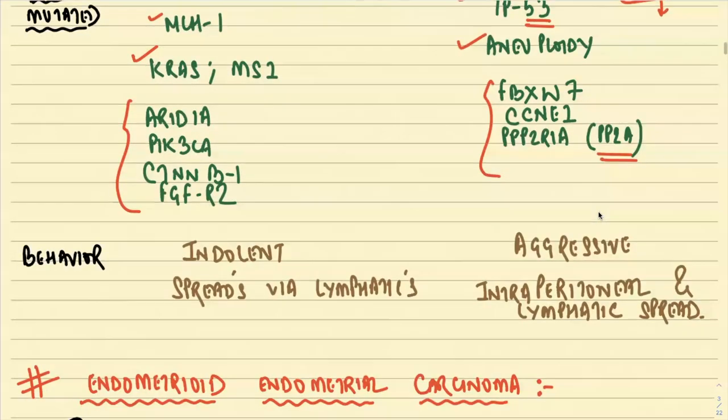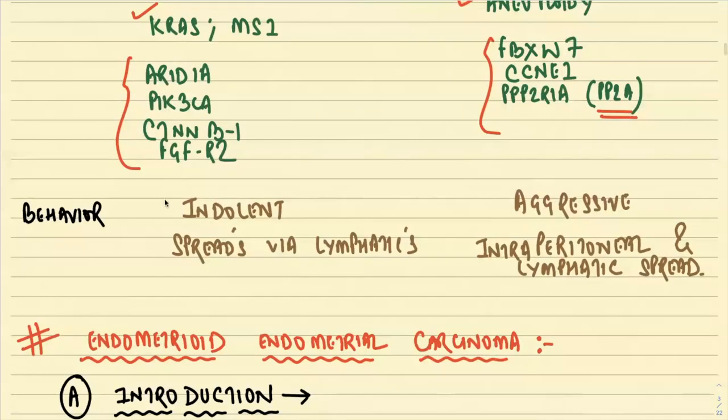Now, the behavior of the type 1 endometrial carcinoma is quite indolent. They are quite slow growing and have a much better prognosis. They spread via the lymphatics, whereas the type 2 endometrial carcinoma has a very aggressive behavior and shows intraperitoneal and lymphatic spread. So I hope you have got a basic idea of the point of difference and the classification of endometrial carcinoma. That is, there are two types: type 1 with one set of features, type 2 with another set of features.